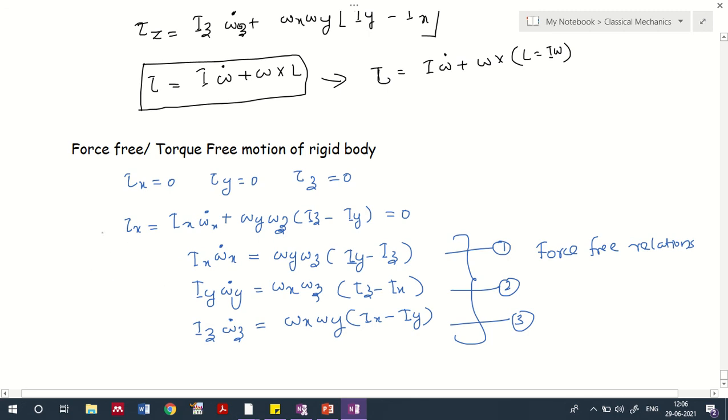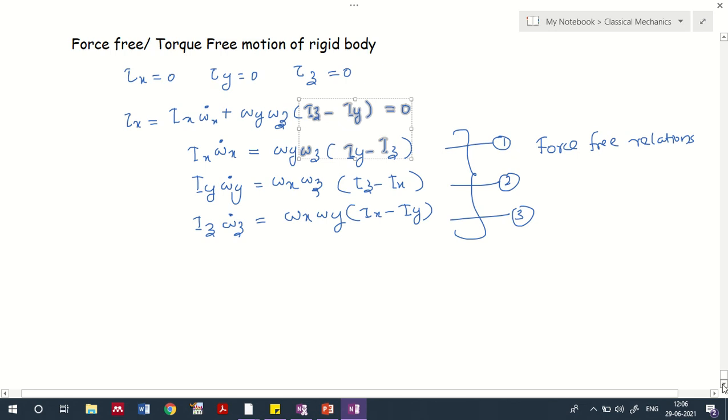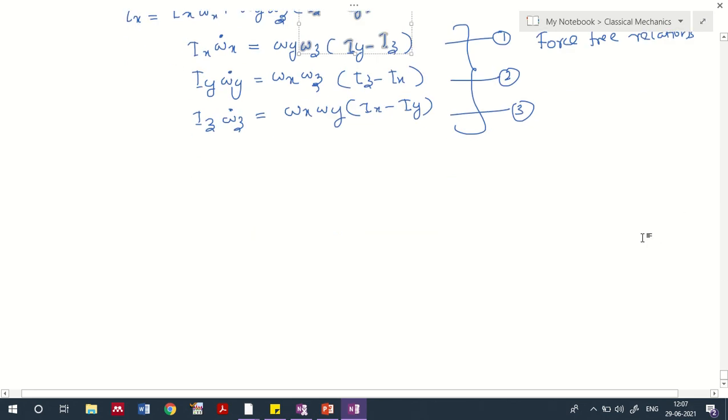So what we have done simply is that we have taken tau x equal to 0, tau y equal to 0, tau z equal to 0. If you know Euler's equation of motion, you can take this to the other side, and there will be a reordering to cope with the negative sign. Then you will get an equation representation like this. This is the representation of the force-free relation. So that's all about the force-free and torque-free case.